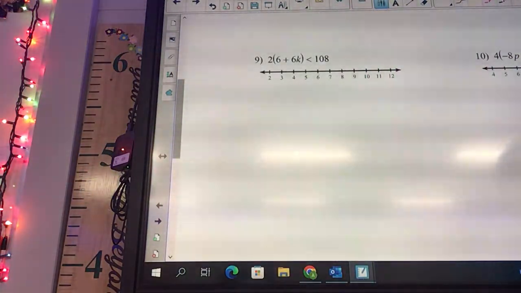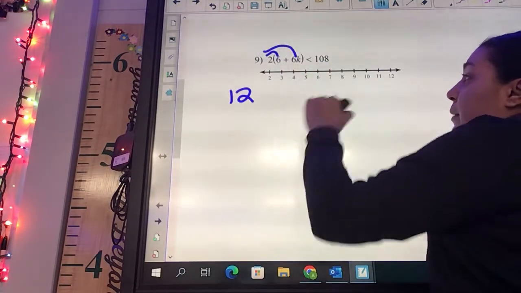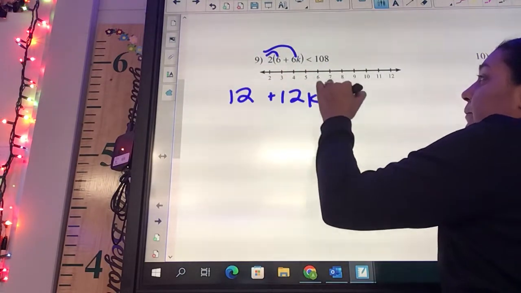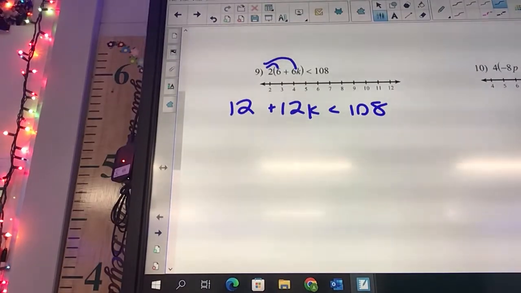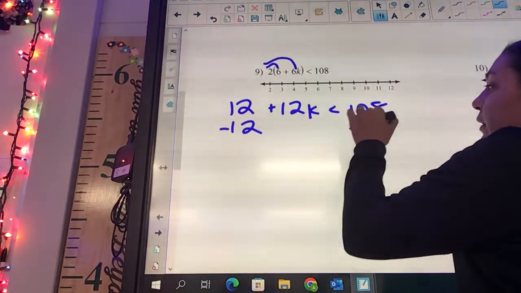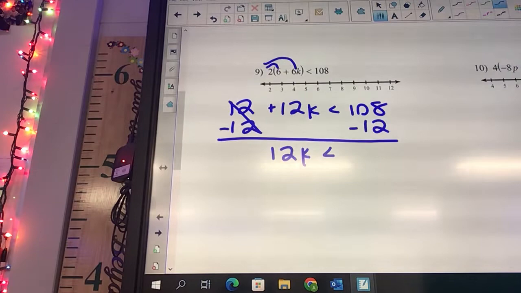Okay, number 9, what needs done? The parentheses. So we got 2 times 6. It's going to be 12. 2 times 6 is going to be 12. Okay. You got 108. Okay, then what? Minus 12. Okay. Is the number that's next to the letter positive or negative? It's positive. So I know that I'm not going to need to flip. Okay. What is 108 minus 12? 96.